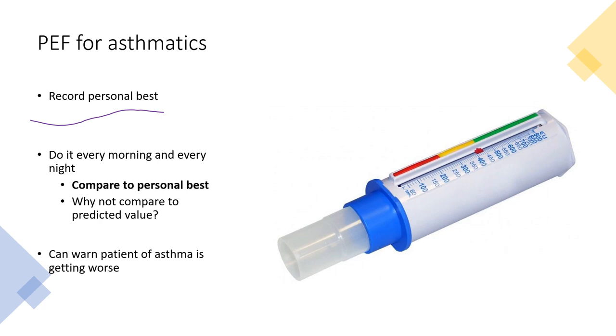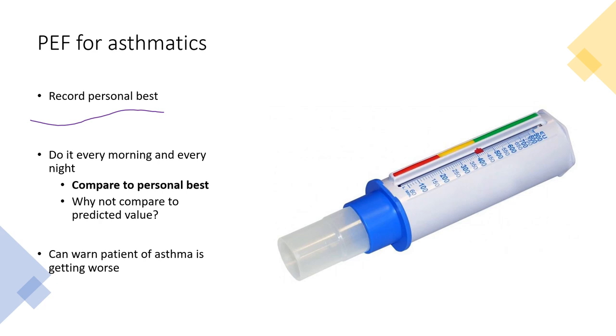What we try to do when we send someone home with this is to have them do it every morning and night to determine their personal best. So we compare everything to their personal best, and that's why it's important that we get their personal best. So why not compare it to a predicted value? If I already have severe asthma, and I gave you that story in the previous lecture, if you haven't listened to that, go back and listen to it.